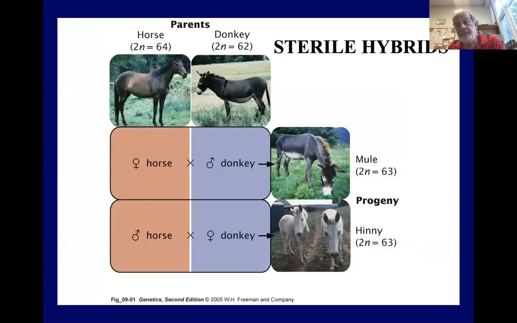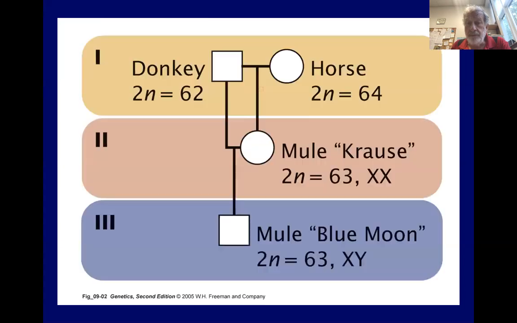Spindle fibers. An aneuploid hybrid is the mule. And we know mules are sterile. The reason they're sterile is because they have 63 chromosomes, because horses have 64 and donkeys have 62. And so meiosis breaks down with an uneven number. And interestingly, technically a mule is a female horse crossed with a male donkey. The reciprocal cross, a male horse crossed with a female donkey, is referred to as a hinny, but I think most people just refer to them all as mules.